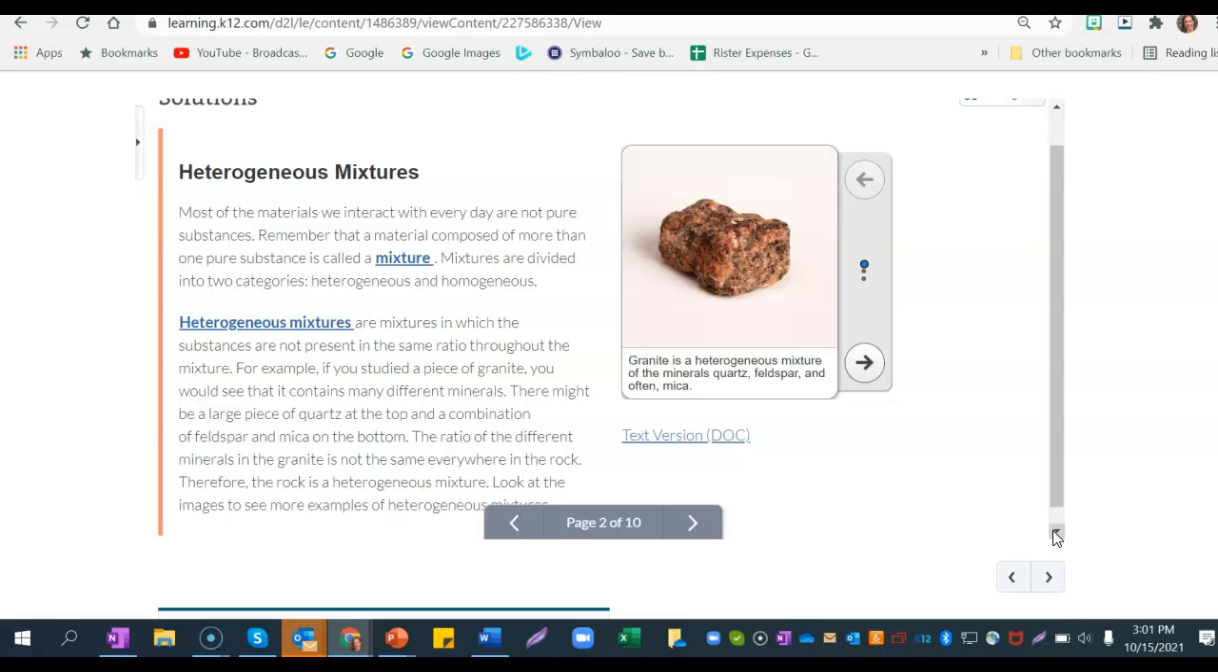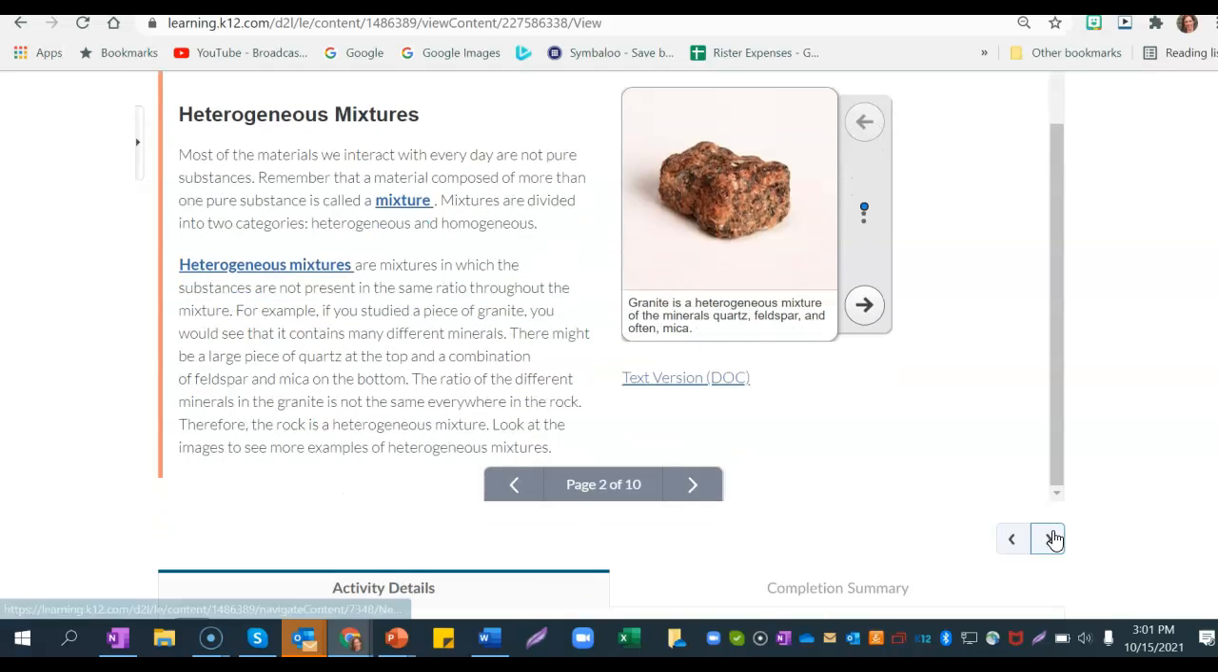So heterogeneous, like we talked about earlier, are mixtures in which the substances are not present in the same ratio throughout the mixture. For example, if you studied a piece of granite, you would see that it contains many different minerals. There might be a large piece of quartz at the top and a combination of feldspar and mica on the bottom. The ratio of the different minerals in the granite is not the same everywhere in the rock. Therefore, the rock is a heterogeneous mixture. Look at the images to see more examples of heterogeneous mixtures.